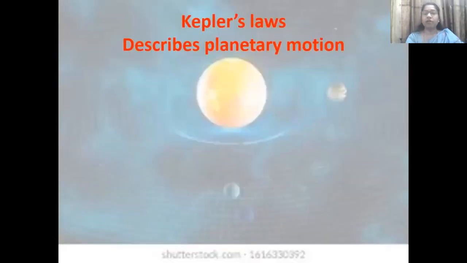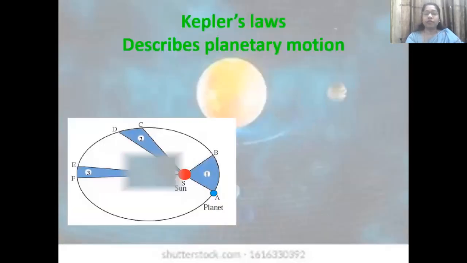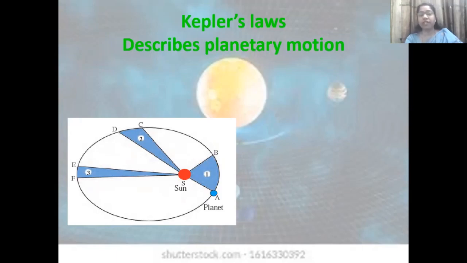The second law is, when a planet moves around the sun, it covers equal distance in equal intervals of time. What does it mean? When a planet moves from point A to point B, likewise, after a certain interval of time, if you see the planet moving from point C to point D, or it moves from point E to point F, the shaded portion is showing the area.